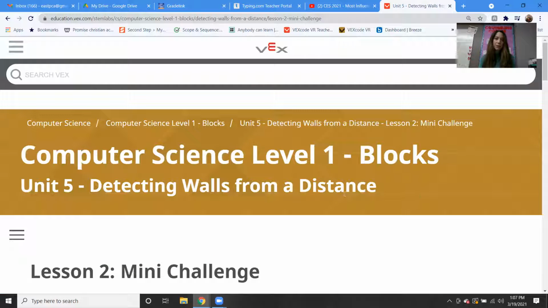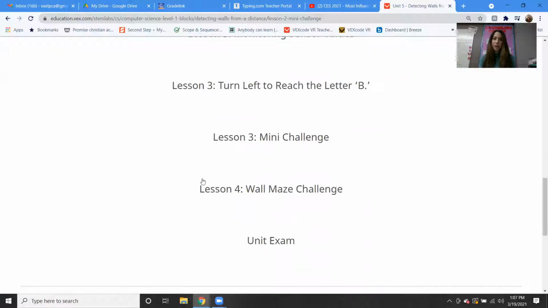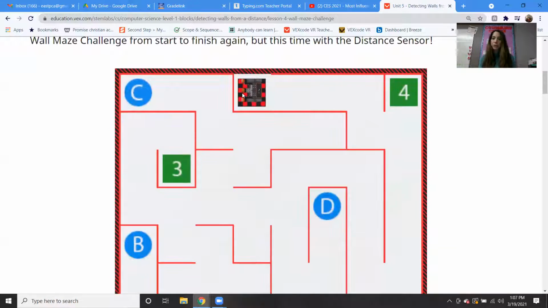And then the last one that we did last week was we combined, remember, because we were tired of doing the maze, we did Lesson 3 and 4, and we did the wall maze challenge where we got the robot to the end, except we were using the distance sensor, right? So that would be Unit 5, Lesson 3 and 4, solve the maze. And then we did the Unit 5 test. So those are all of the things that we did during third quarter for robotics.